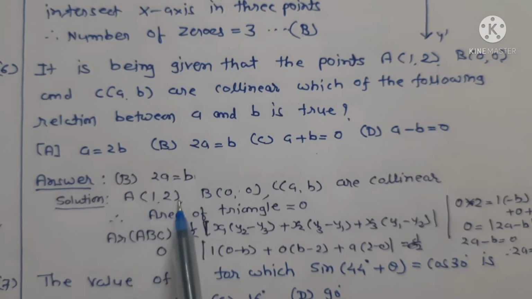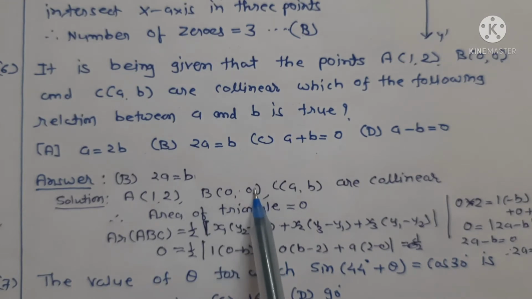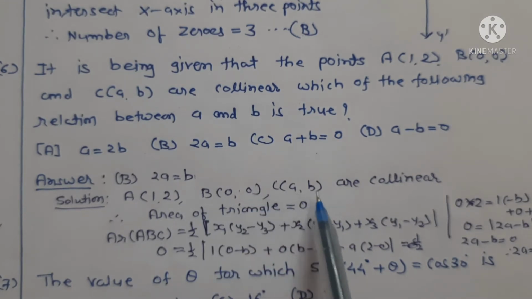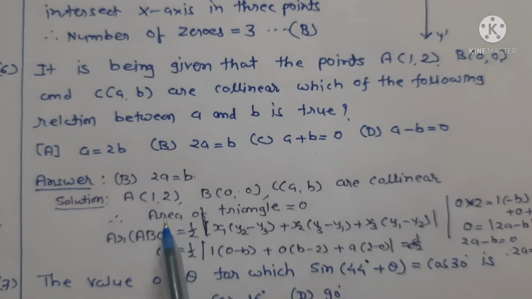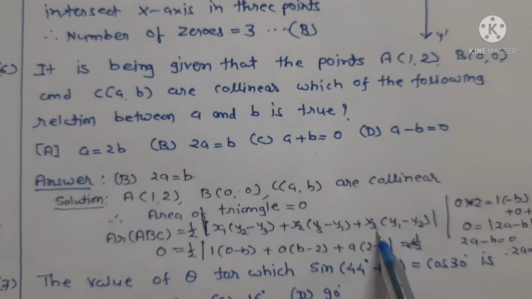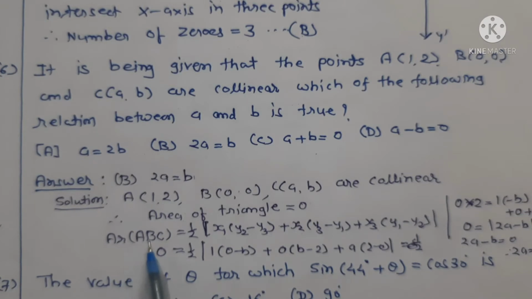Point A(1, 2), point B(0, 0), point C(a, b) are collinear points. Here it is given that they are collinear. Therefore area of triangle equal to 0. Now area of triangle ABC equal to 1 upon 2 x1 in bracket y2 minus y3 plus x2 (y3 minus y1) plus x3 (y1 minus y2), absolute value, meaning positive value. Area of ABC is 0 because points are collinear.